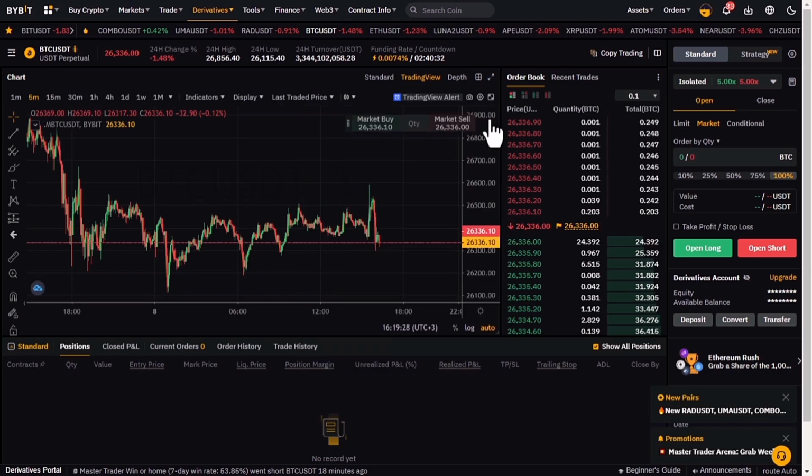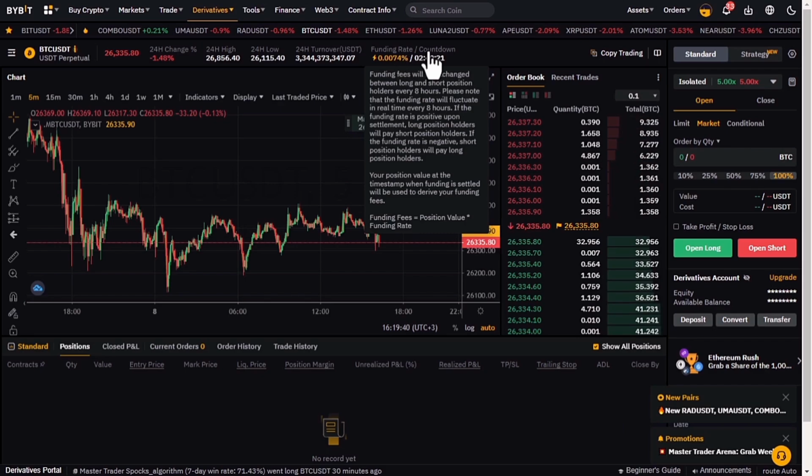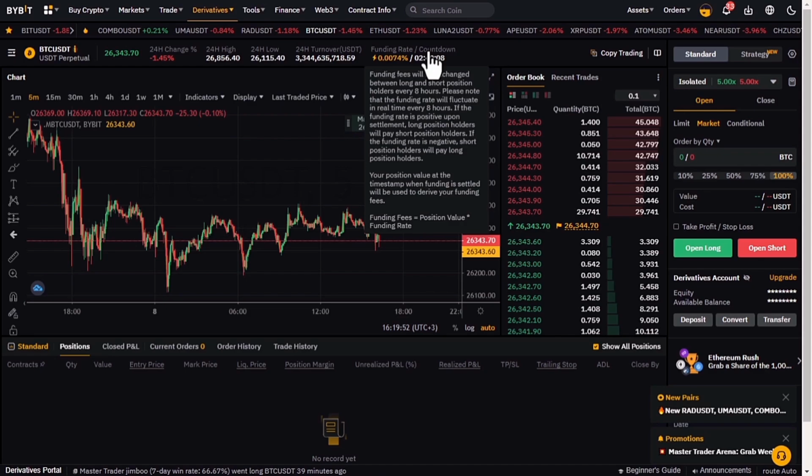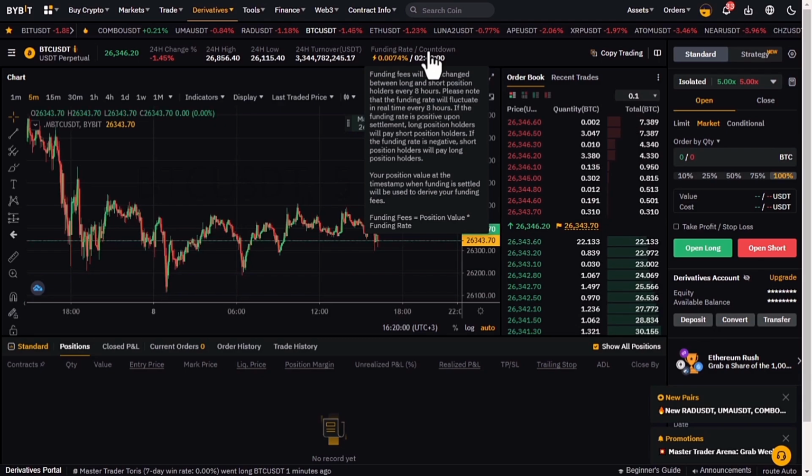The next thing which I want to point at is the funding rate here. Just take a moment and pause the video, or just go to the platform and read it for yourself. But I'm going to quickly point out that the funding fees will be exchanged between long and short position holders every 8 hours. Please note that the funding rate will fluctuate in real time, with the settlements every 8 hours, which are here in the order book, and you can see them here.